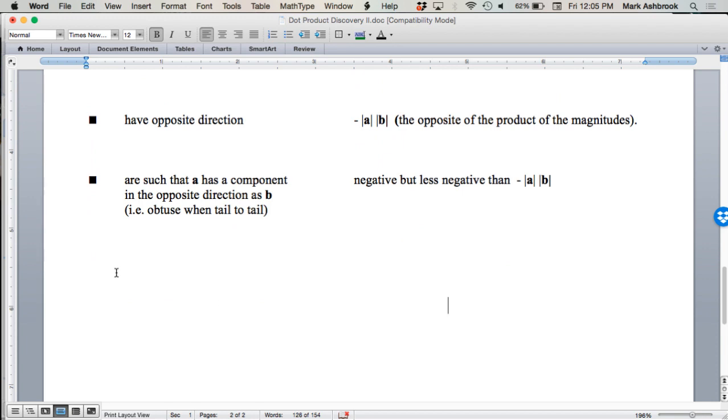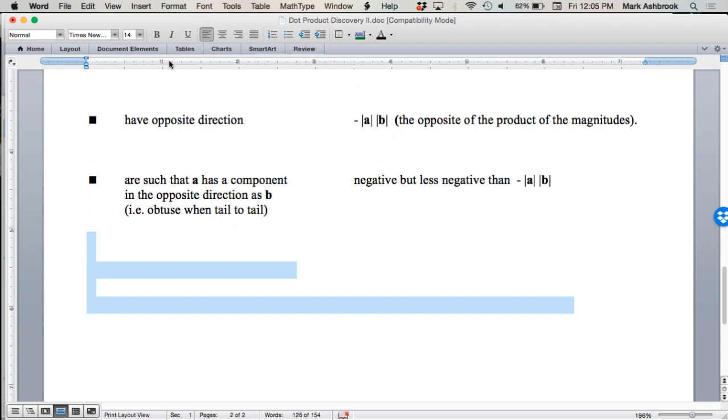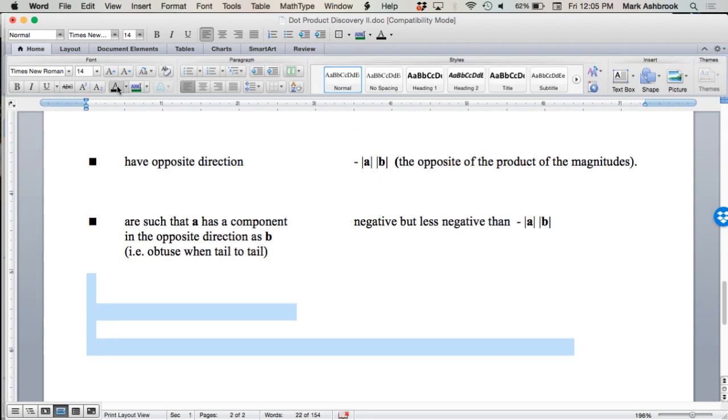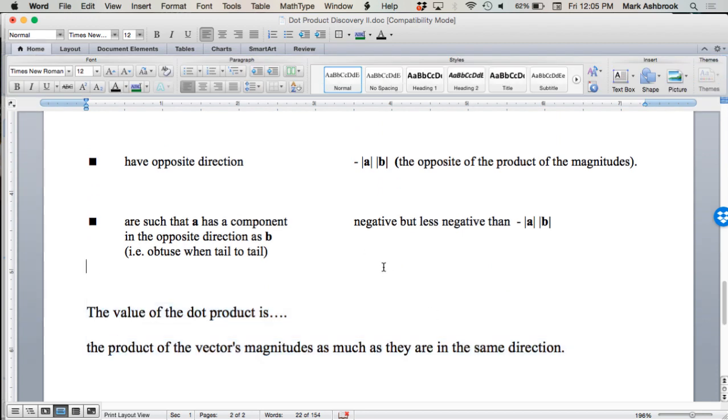So here's our big conclusion about the value of the dot product. It is the product of the vectors' magnitudes as much as they are in the same direction. And this is going to be really important. When we get to the end of the course and it gets really, really hard, this idea is going to be really important.